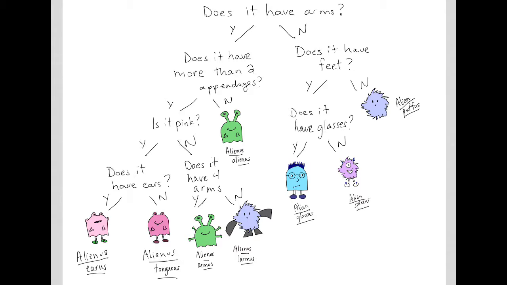Okay, so I have kind of fast forwarded to the end here to show you the rest of my dichotomous key. So I have 7 questions, 1, 2, 3, 4, 5, 6, and 7, and I have identified all 8 of my aliens.